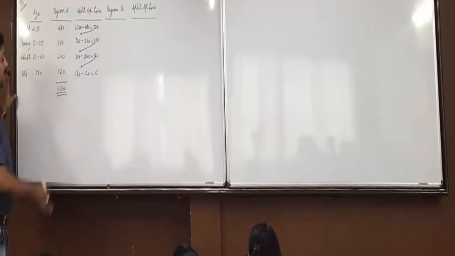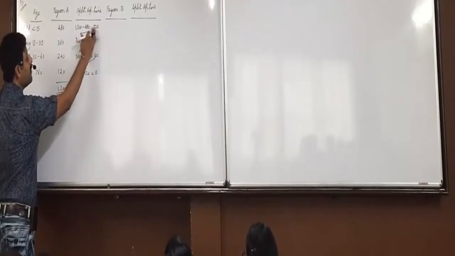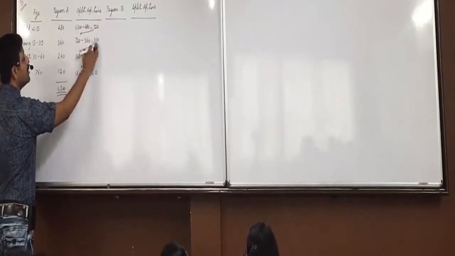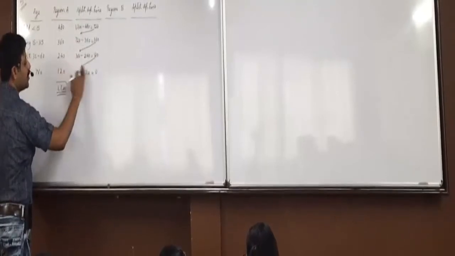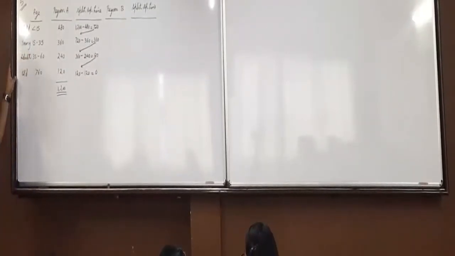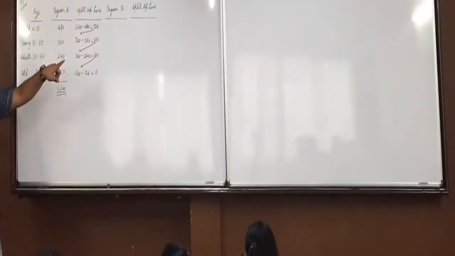So how to obtain the split up lines? 1200 minus 480, that is 720, then 720 minus 360, that is 360, then 360 minus 240, that is 120. Then 120 minus 120, that is 0. Raise your hand who did not understand this. So on your own, you'll try it for region B.